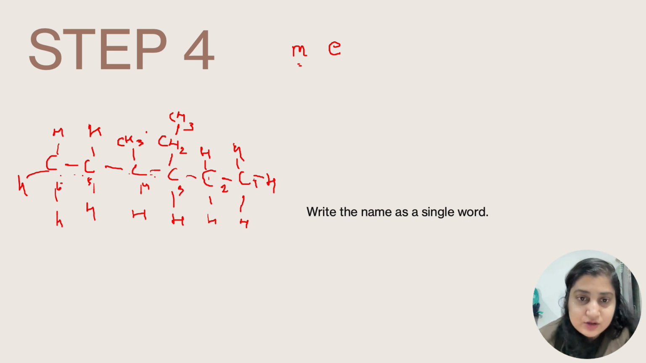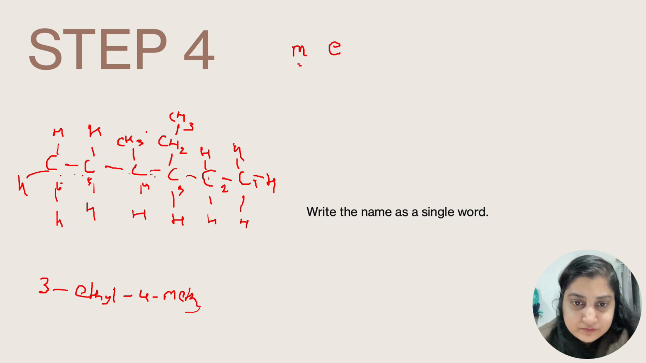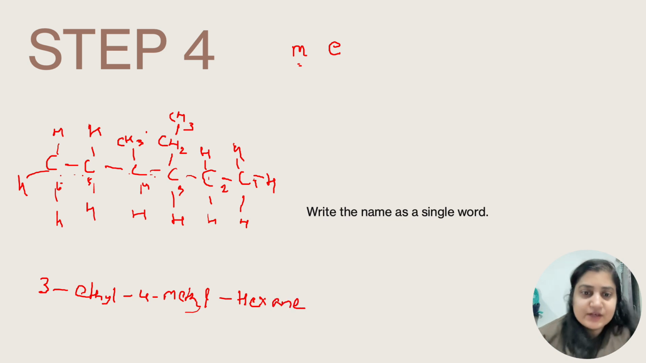Okay, and while writing, what are we going to do? First we'll write the ethyl. So the number is 3, ethyl, then 4, methyl. Now how long is the chain? 1 2 3 4 5 6 means hex, and single bond, so ane. So what is the name? 3-ethyl-4-methylhexane.